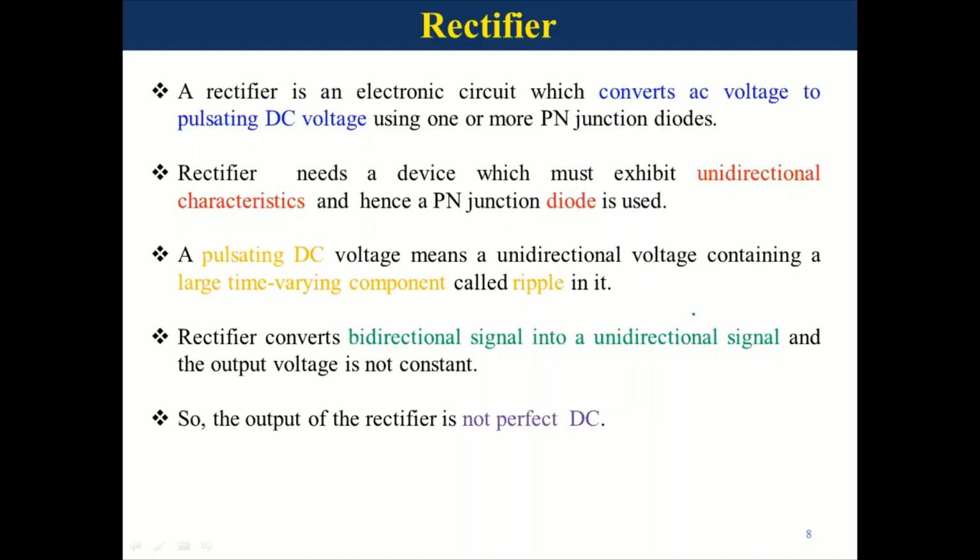So the output of the rectifier is not perfect DC. If you want more perfect DC, then a filter circuit must be used after the rectifier circuit.